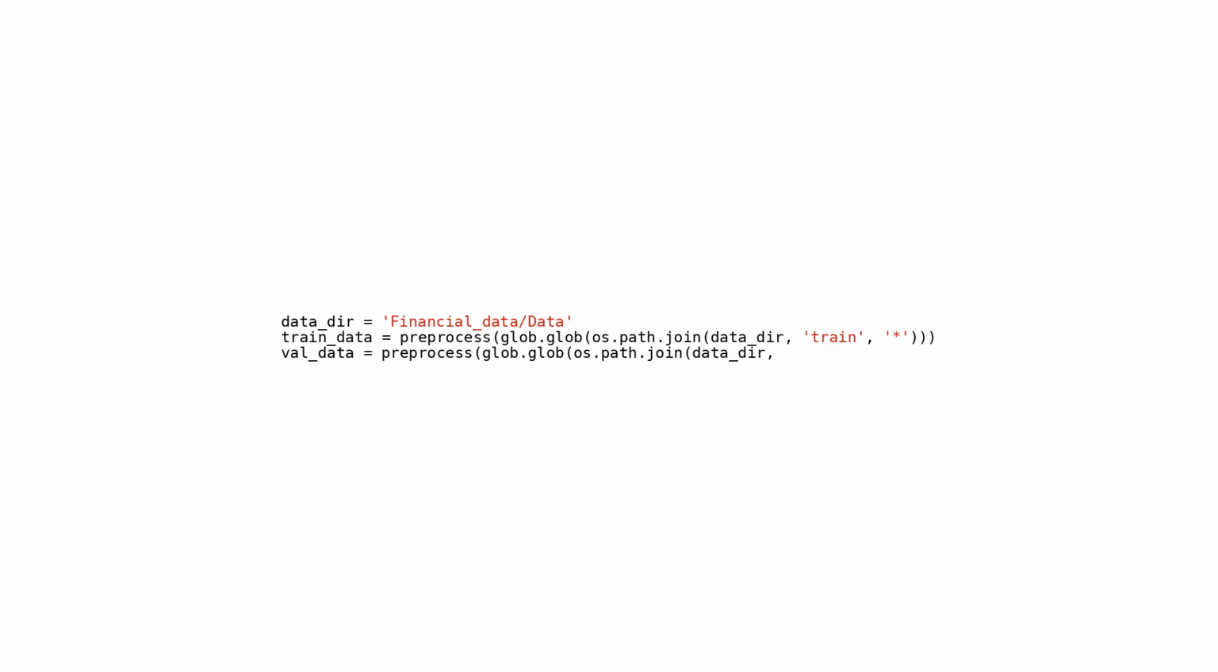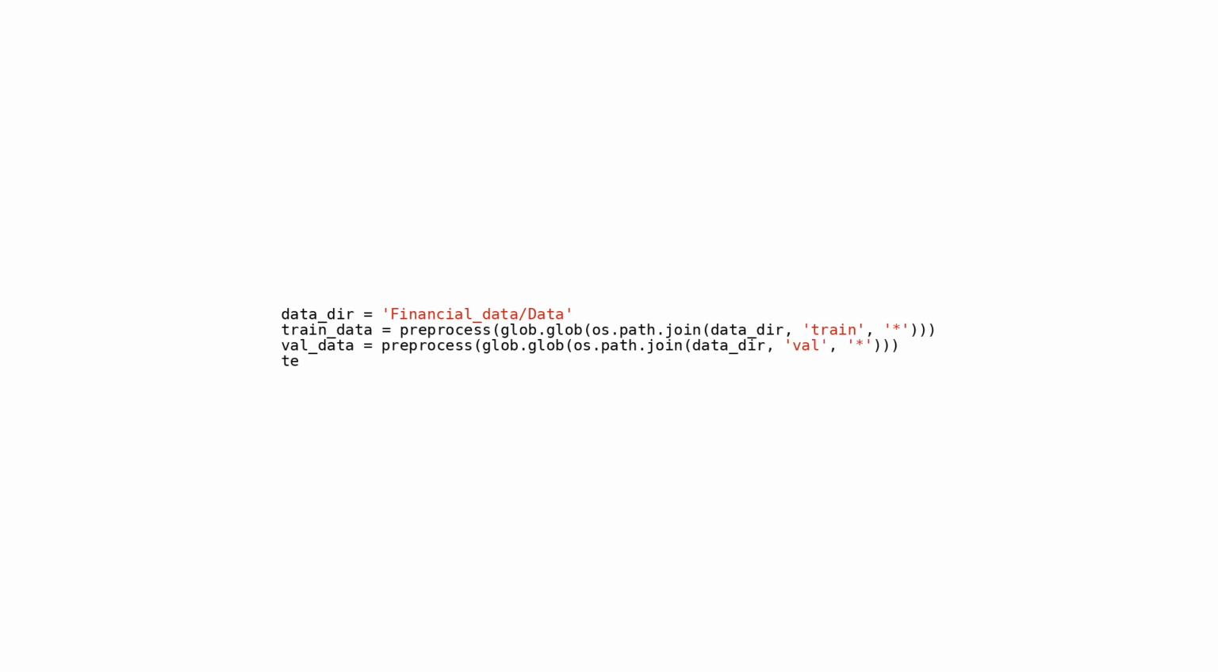4. The preprocess function likely preprocesses the loaded data, which may involve tasks like reading data, cleaning, normalization, and feature extraction. 5. The preprocessed data is stored in variables train_data, val_data, and test_data, each containing preprocessed data for the training, validation, and test sets, respectively.